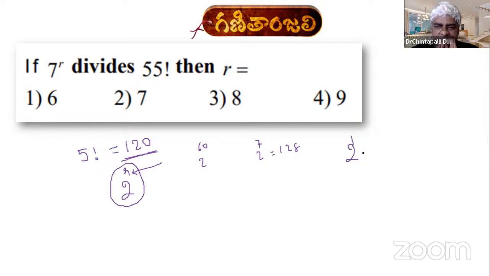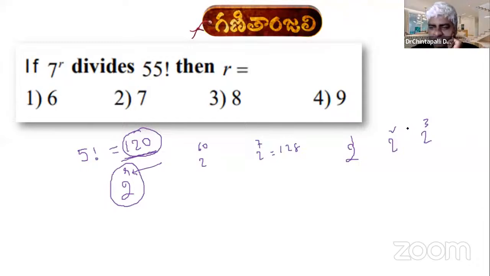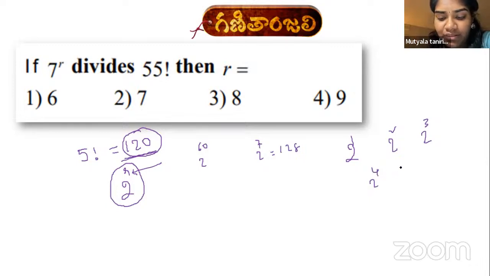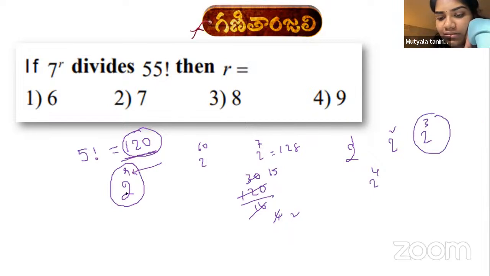First, start: 2 to the 1 divides it. Yes, 120 by 2 is 60. What about 2 squared? It divides it. What is 2 cubed? 8. 120 by 8 is 15, yes. Then 2 to the 4, which is 16. 120 by 16 is 7.5, not an integer, so that is not possible. So up to 2 cubed only. So our answer is: 2 to the r divides 5 factorial, then the value of r is 3 only.